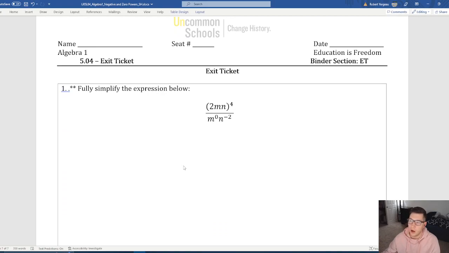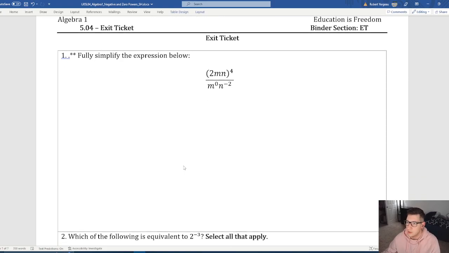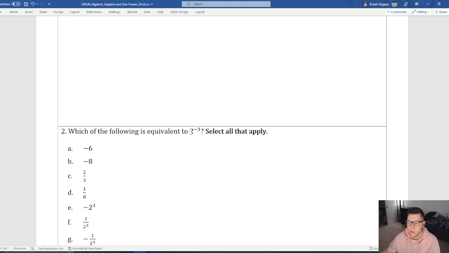Now, on number 1, use everything we've talked about, including, honestly, even that first problem in our do now. Use everything we talked about. Do not get tricked. And then number 2, I'm going to tell you right now, there is more than one correct answer. When they say which of the following is equivalent, there is more than one.